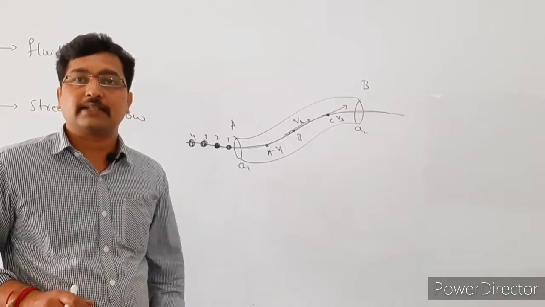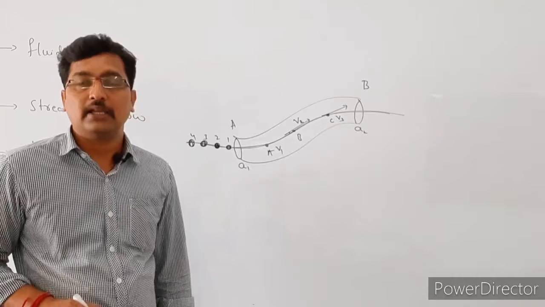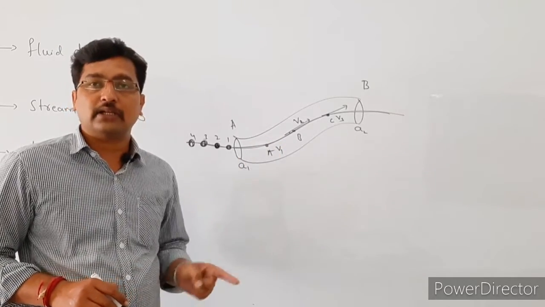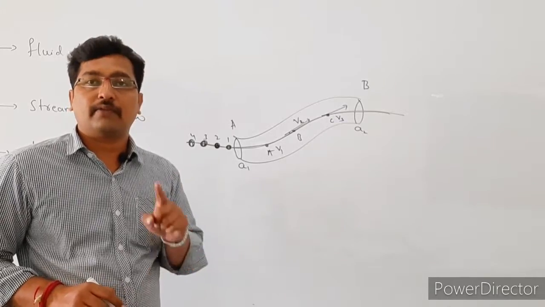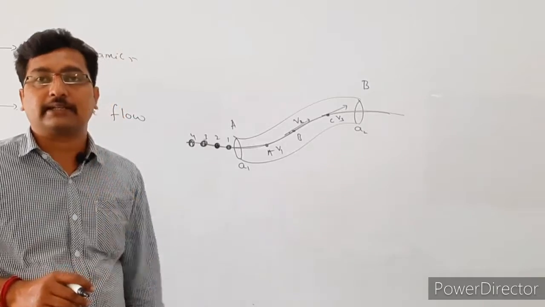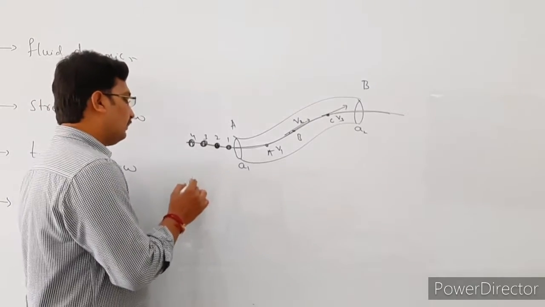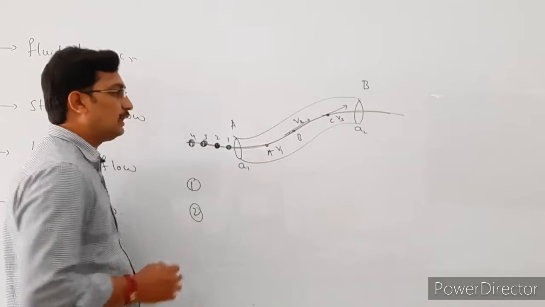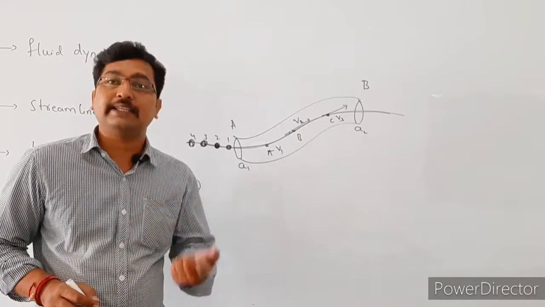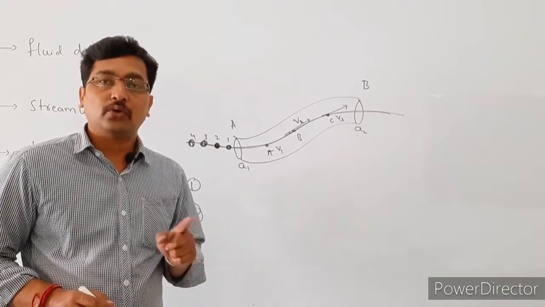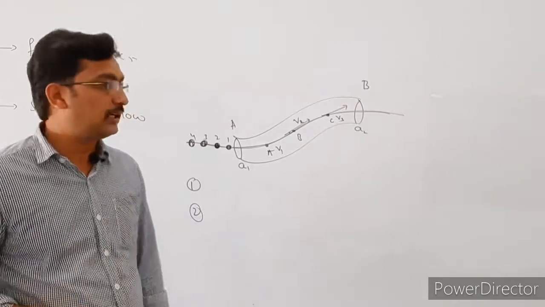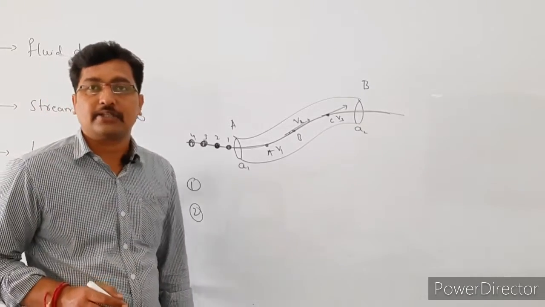The first characteristic of streamline flow is that if you draw a tangent to any point, that gives the magnitude and the direction of the velocity of the particle at that point. So this is the first characteristic, right? It is very important. And the second characteristic: no two streamlines can ever cross each other. So that is the second characteristic, right?